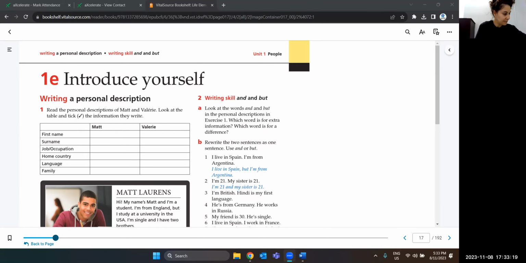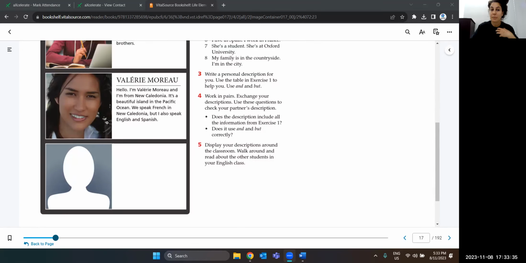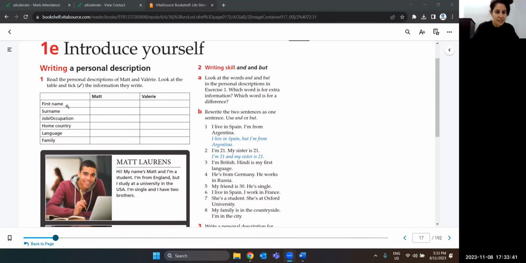Page 17. And it says here, write a personal description. So we're going to be reading a personal description. That just means information about Matt, information about Valerie. That's information about her and him, about them. So first name for Matt, we can see Matt. His surname is Lawrence. And his occupation is student.